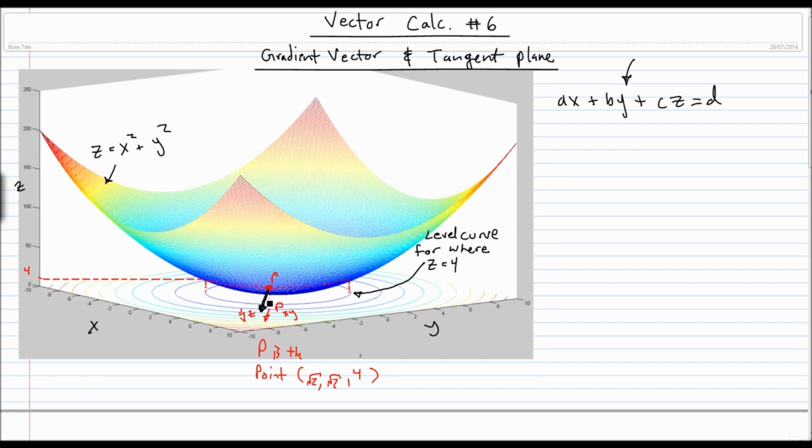Okay, so if I want to find a vector that's perpendicular to this surface, how am I going to do that? Because I just found the gradient of z, and it was a vector that was perpendicular to one of these level curves in the xy plane. That's not what I want.